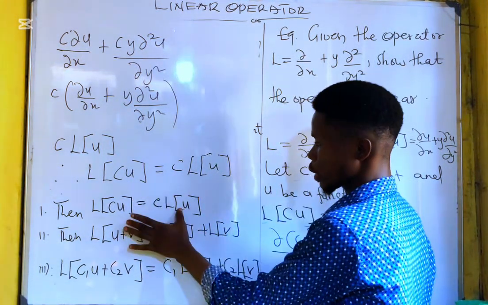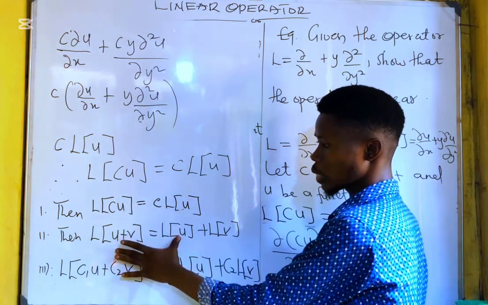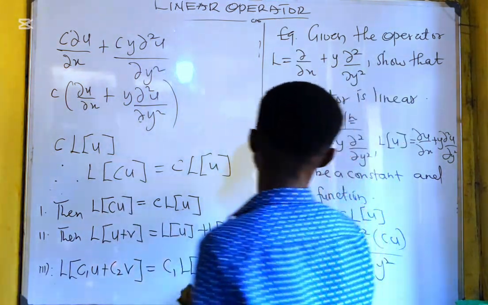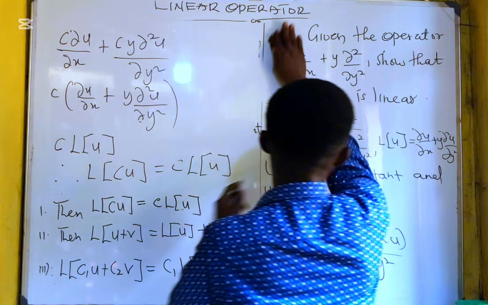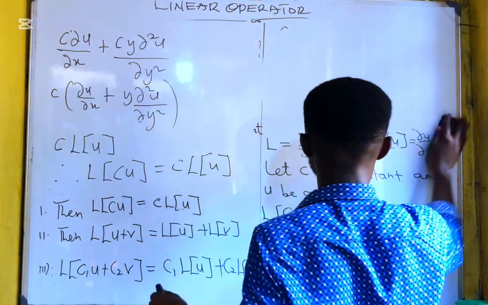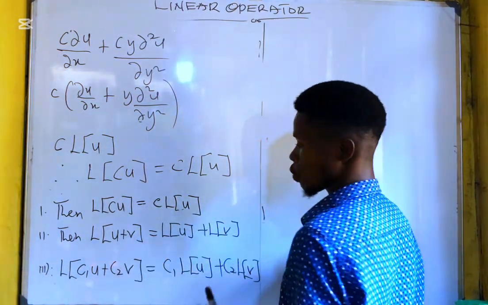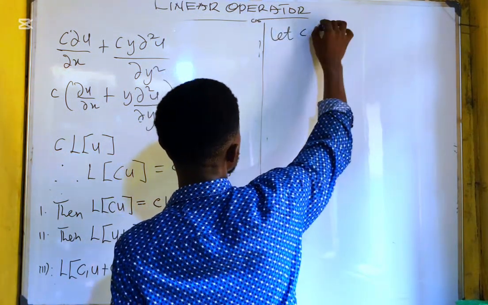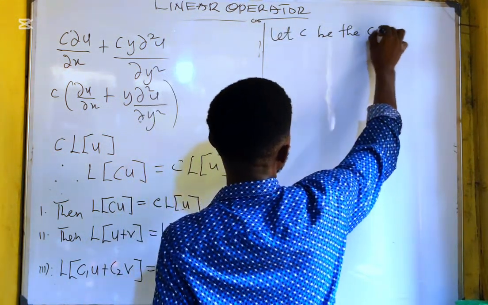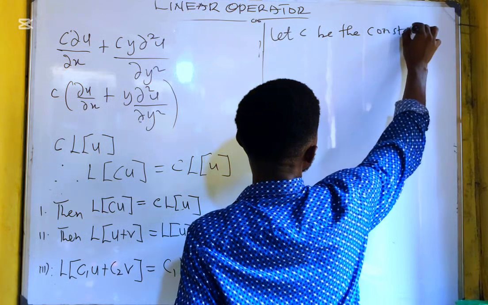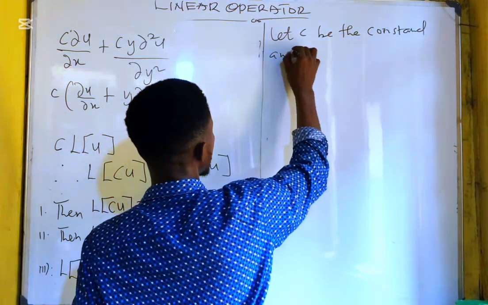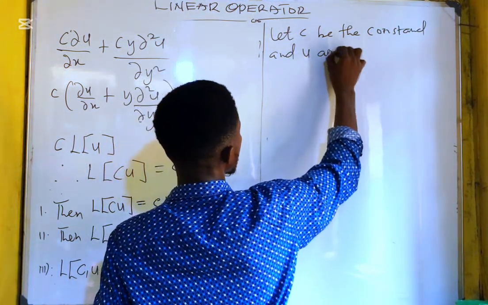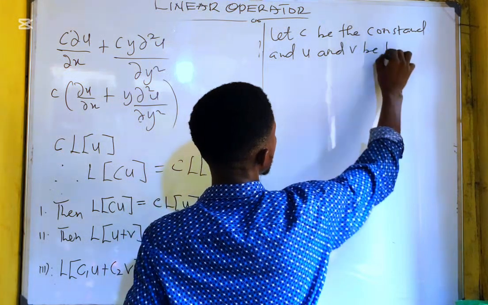Now that is for the first side. So this one holds. So you test for the second one. Second one, we have two functions, so we have to define them. So you let c be the constant and u and v be the functions.